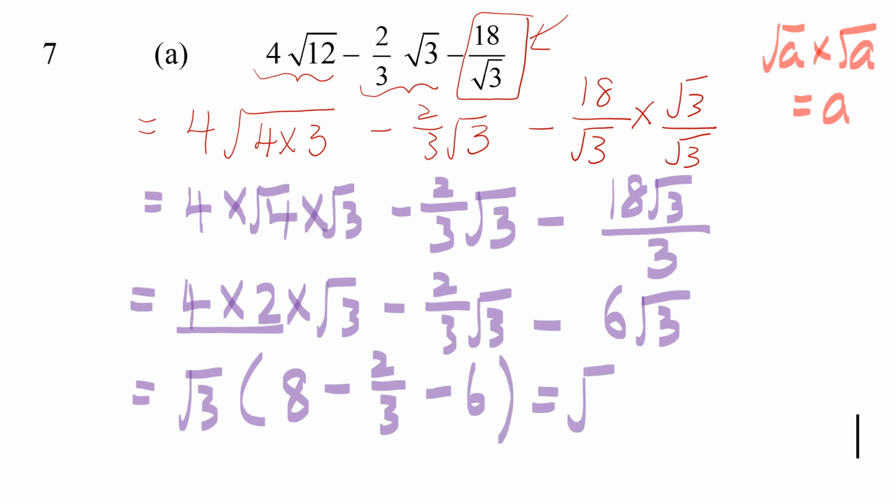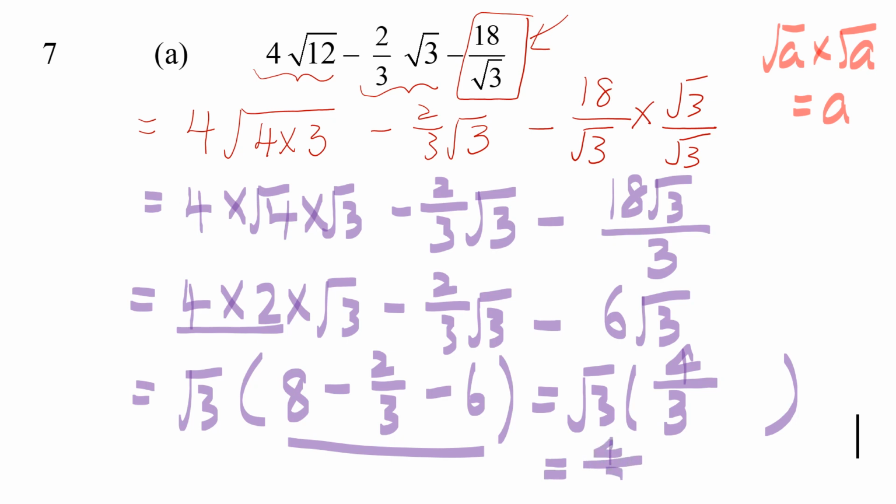And you can easily just use your calculator to work this guy out, which is 8 minus 2/3 minus 6. And that gives you 4/3. So we're going to write it as 4/3 square root 3. Okay, usually we'll write the number in front of the surds for better presentation.